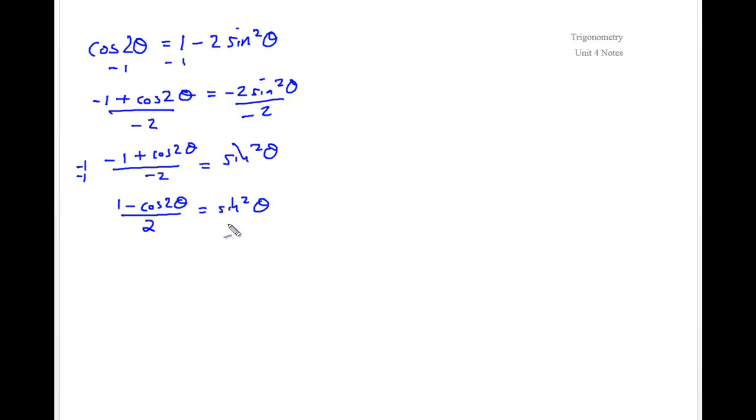Now, what I'm almost done with is getting sine of theta by itself, so I'm going to take the square root of both sides. In doing so, this is going to be plus or minus the square root of 1 minus cosine of 2 theta divided by 2. Now, what's interesting about this setup is that this will allow me to do the half angle formula.